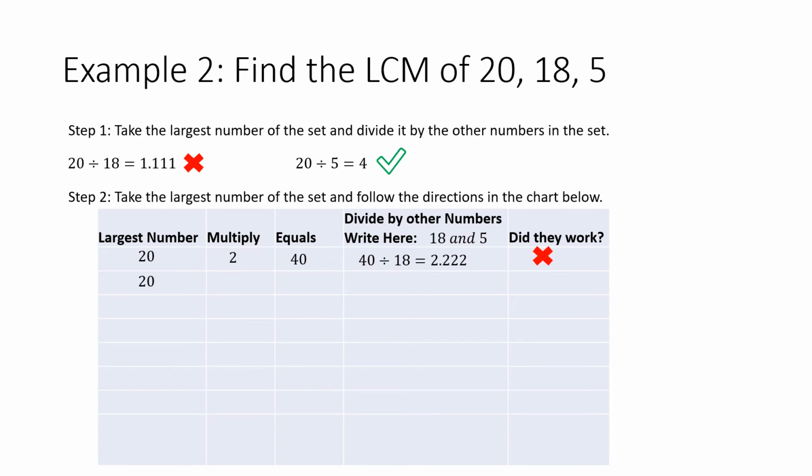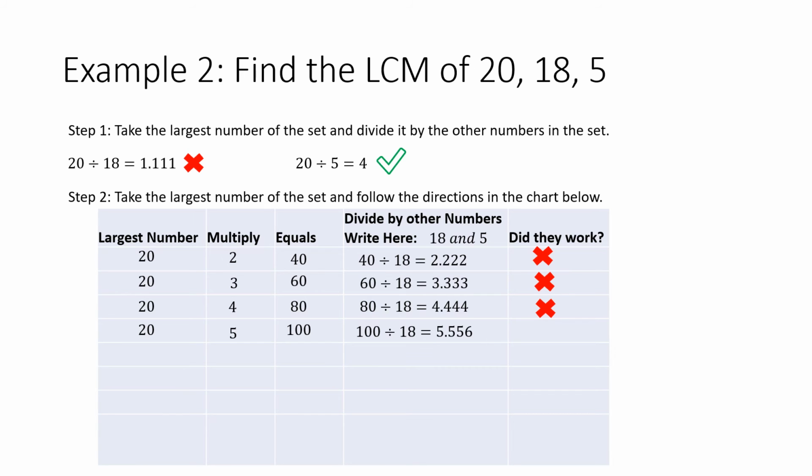So then I'm going to continue in the chart. I'm going to take 20 and multiply it by 3, which is 60. 60 divided by 18. Again, I get a decimal. It doesn't work. So I can go on. 20 times 4 is 80. 80 divided by 18. I get a decimal. It doesn't work. I continue. 20 times 5, which is 100. 100 divided by 18 equals a decimal. So 100 is not going to be the LCM either. And I'm going to continue on in my chart.